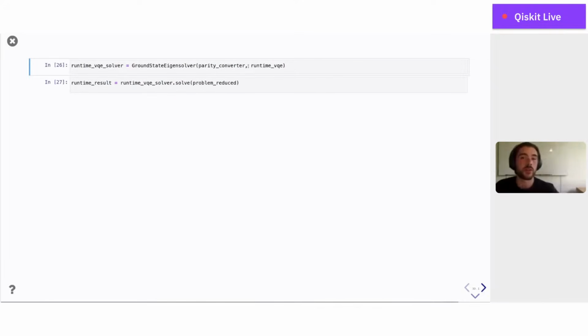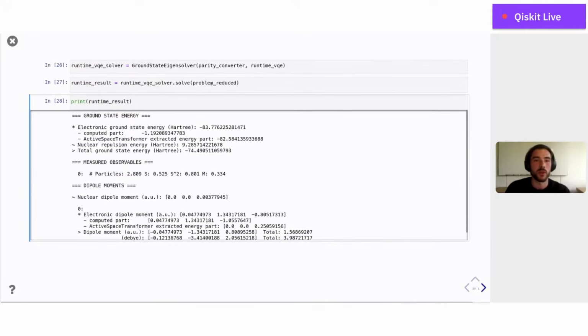And now that we have constructed this runtime VQE, you can actually just pass that into the ground state eigensolver in the same fashion that we constructed it with the factory that we had before. And you can then, again, solve this problem by calling solve on this solver, and then you get the output that we had before. An interesting observation is now that you can see that the number has actually changed quite a bit. And this is due to the fact that the ansatz which we now used is not a particle conserving ansatz, which you can see by the fact that we now actually have 2.8 electrons in our system, which is not the 2 that we wanted to have.